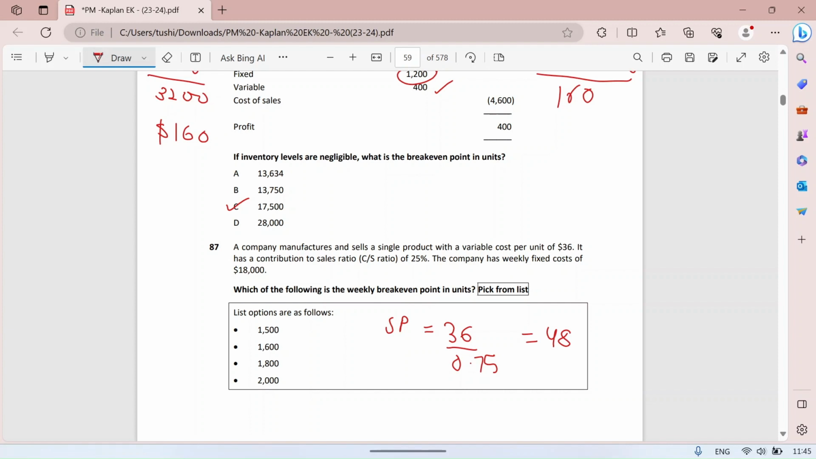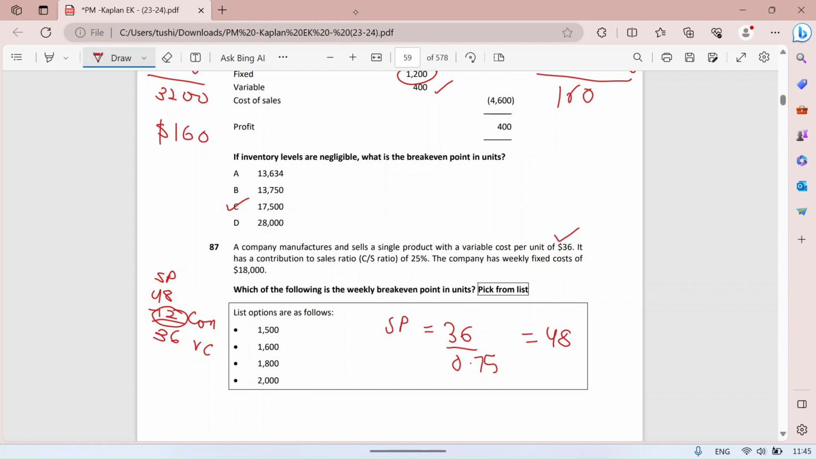25% of 48 gives you 12, and if you do 48 minus 12, you have your answer as 36, which is your variable cost, hence it is verified. So this is your selling price, and if you subtract your contribution, which is 25%, which is 12, it will give you your variable cost, right? So this is what the variable costs are also given. This way your answer can also be verified that we are going in the right direction.